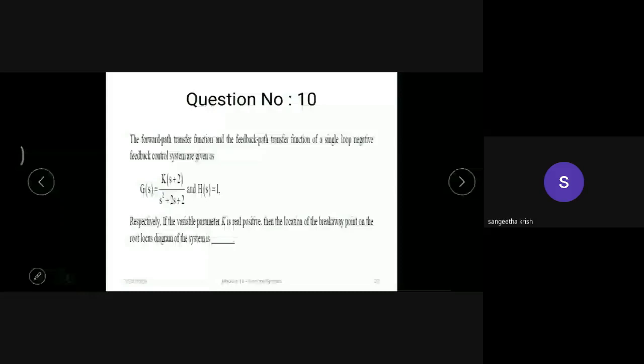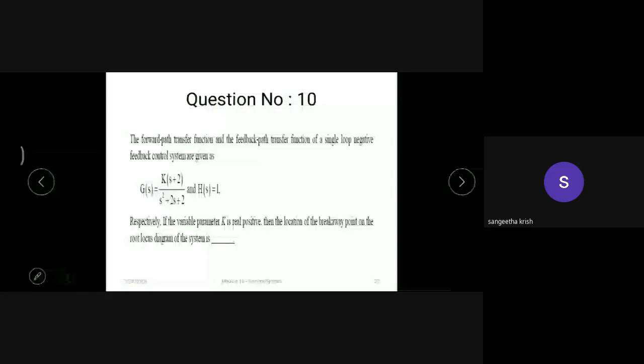Next, question 10. The forward path transfer function and feedback path transfer function of a single loop negative feedback control system are given as G(s) and H(s) respectively. If the variable parameter k is real positive, then find the location of the breakaway point on the root locus of the system. It is entirely different from the previous one. In the previous problems, maybe 2 to 3 questions back, we discussed breakaway point. There, based on the breakaway point, we found the value of k, but that is not the case here. Here, they are simply asking for the breakaway point.